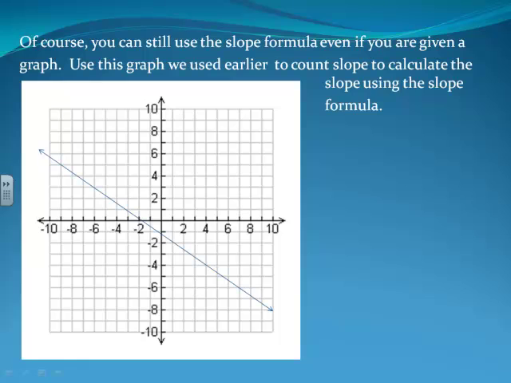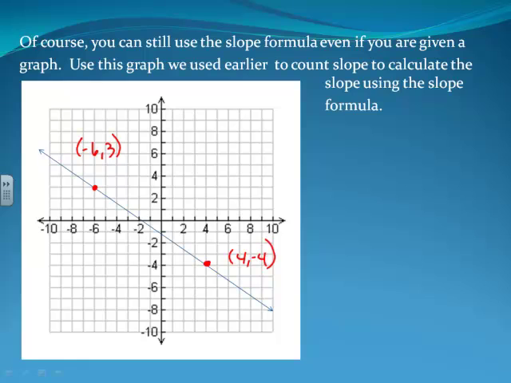Okay? So this happens to be one of those lines that we did earlier where we found a couple of points and we counted slope. What we want to do now is take that same line and use the slope formula to calculate the slope instead of count the slope. So I'm going to try to use the same points we did before. When we were counting slope, we picked this point right here, I believe, which is negative 6, 3. And we used this point down here, which is 4, negative 4.